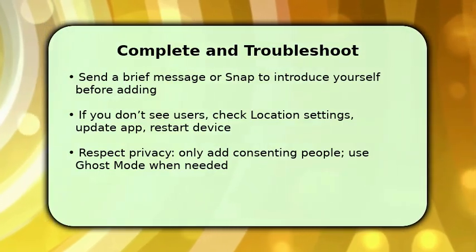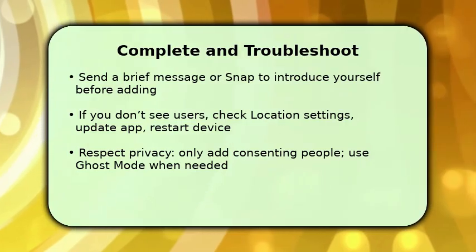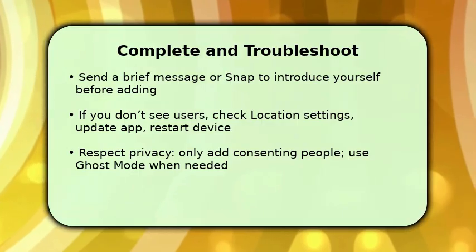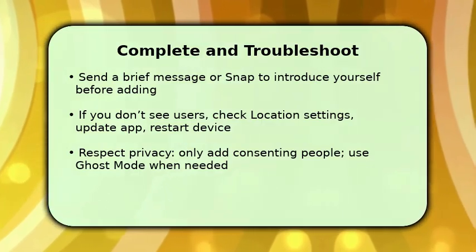If you can't find people, make sure location is enabled, update Snapchat to the latest version, and restart your phone. These steps fix most visibility problems.